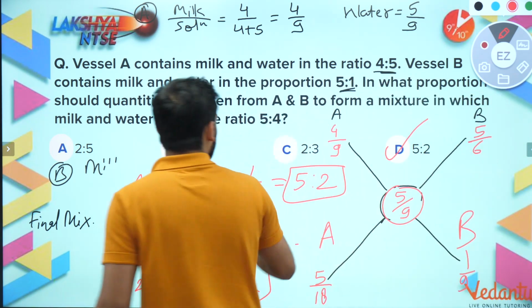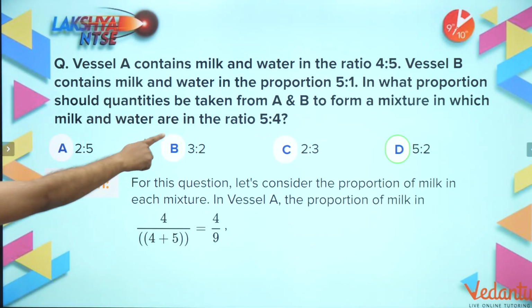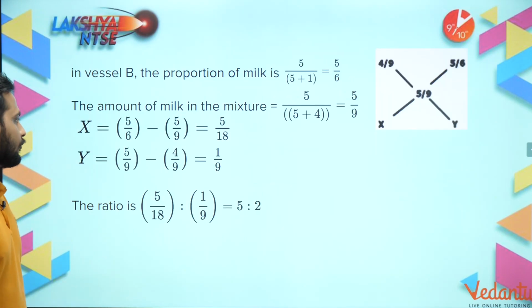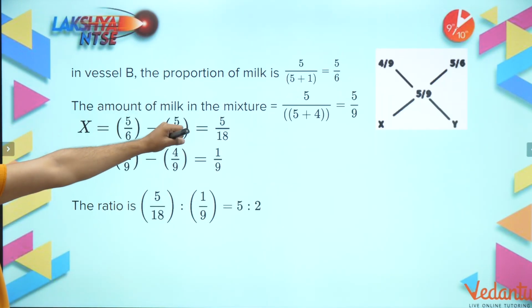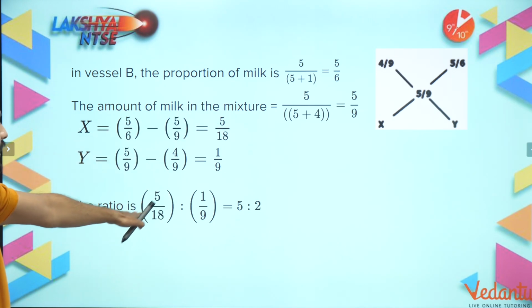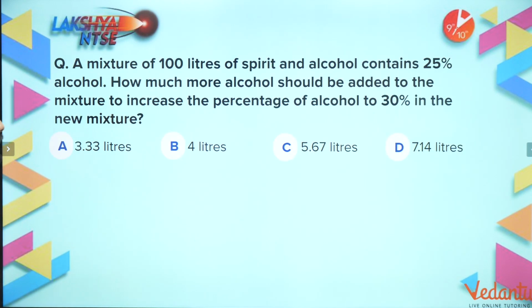Okay, let's look at more questions related to this part. So here the correct answer is 5:2. Again, how to solve the equations is written here, 4/9 and here 5/6. So 5/9, they have done the same thing. So you have got the ratio 5/18 is to 1/9. Simplified form is 5:2. Okay, let's look at the next question.